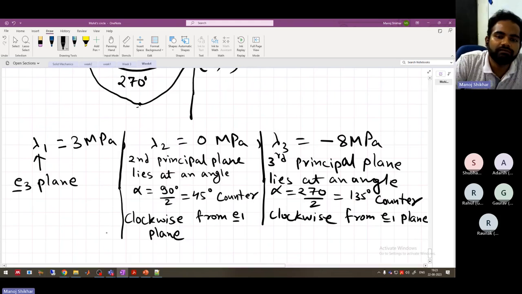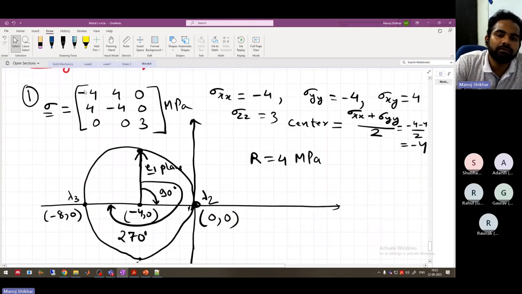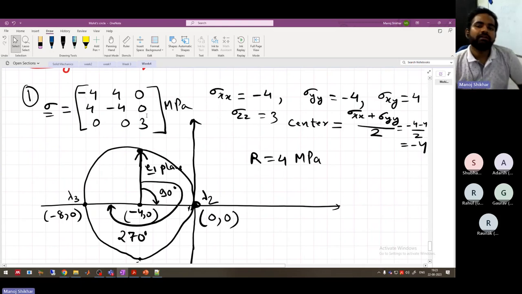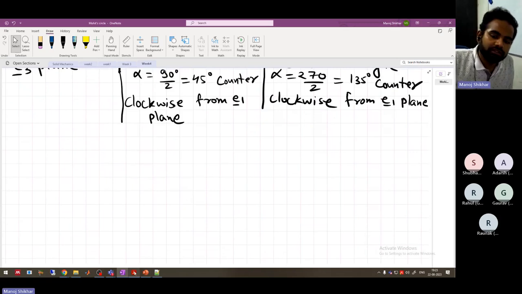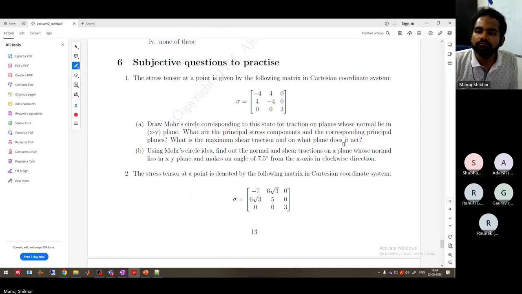So we have found lambda1, lambda2, lambda3. Another method to find them would have been to use the determinant of sigma minus lambda I equal to 0. That would have been the other method. But from Mohr circle, it is clear where lambda2 and lambda3 are. Now the other parts: the corresponding principal planes we have found.